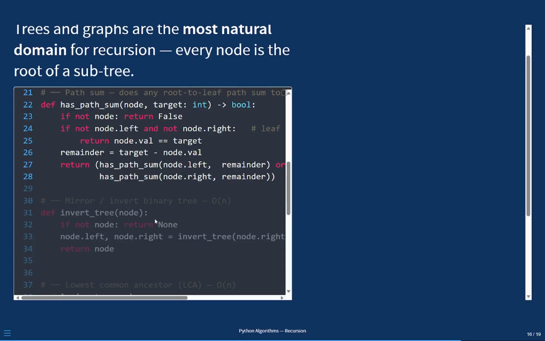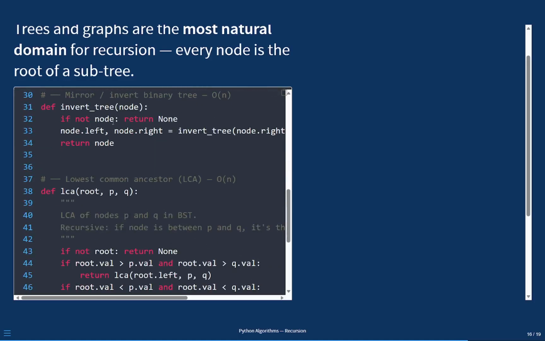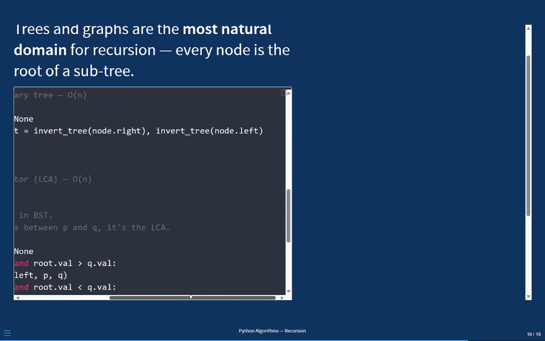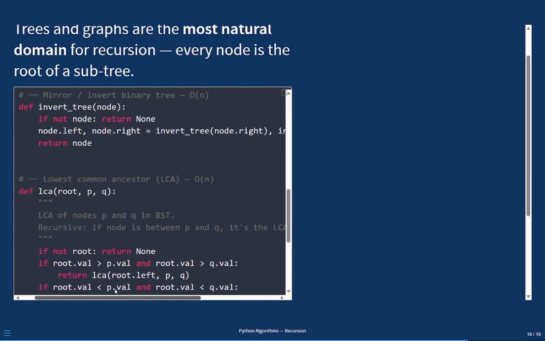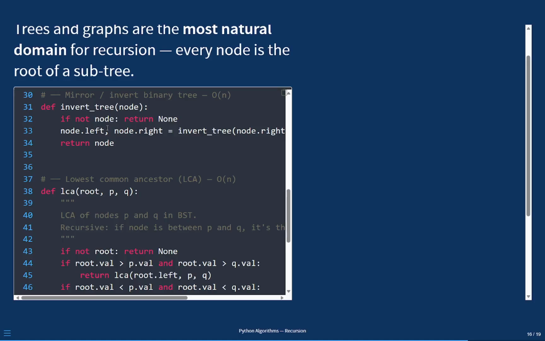invert_tree, aka the infamous Google interview question, is beautifully one-lined with recursion. Swap left and right children, recursively invert both. Every node in the tree gets its children swapped in a single O(n) pass.